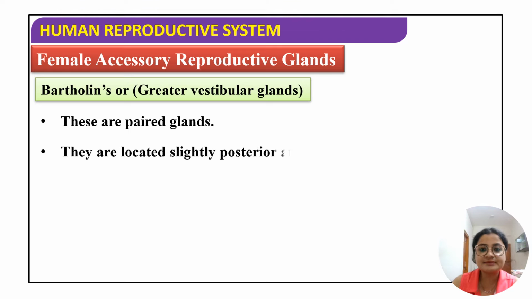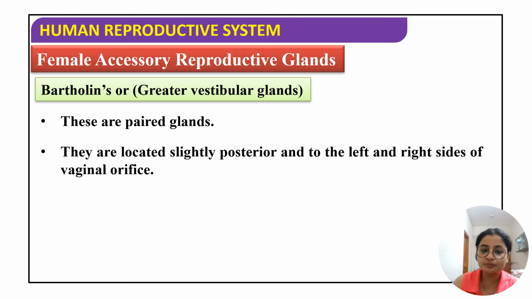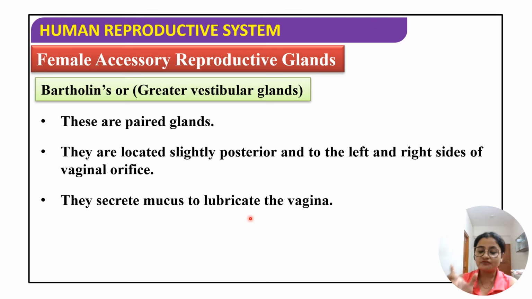ठीक जैसे males में seminal vesicles था और corpus gland था, दो दो पेयर में, वैसे यहाँ पे भी. And they are slightly located, slightly posterior and to the left and right sides of the vaginal orifice. तो vaginal orifice के left side में एक होगा, right side में एक होगा, दो. And they will secrete mucus to lubricate the vagina, and lubrication of vagina is something very important. It's required obviously during natural delivery or vaginal delivery. It's also required during sexual intercourse, and it's also required to protect the vagina from any type of foreign pathogens.